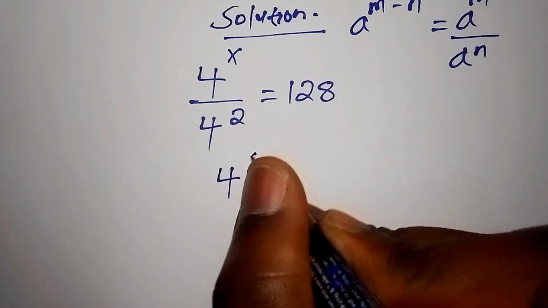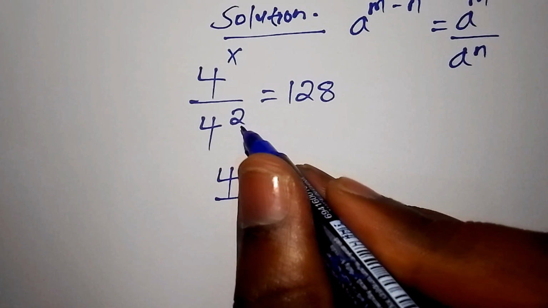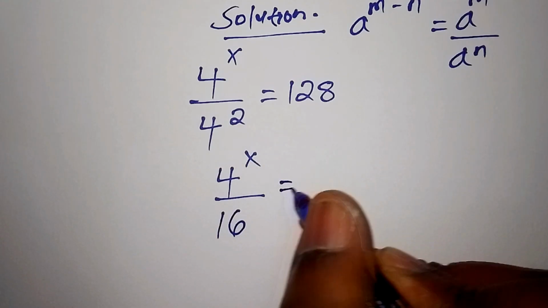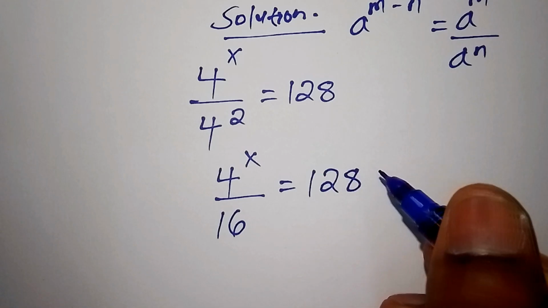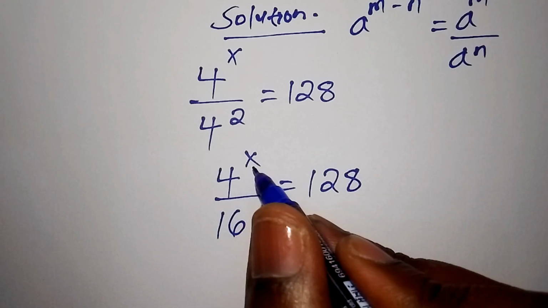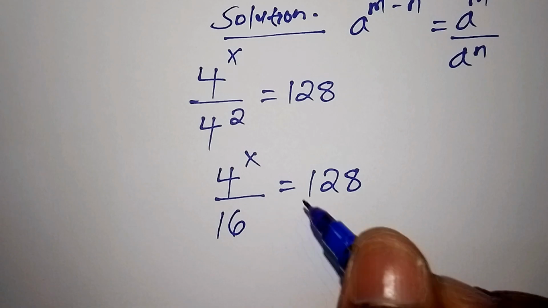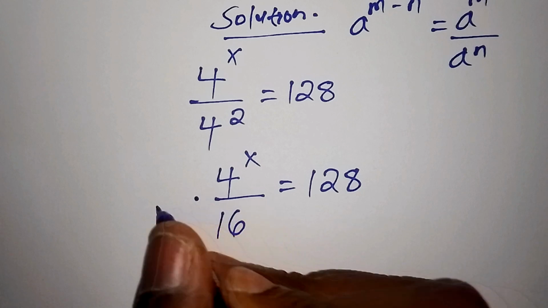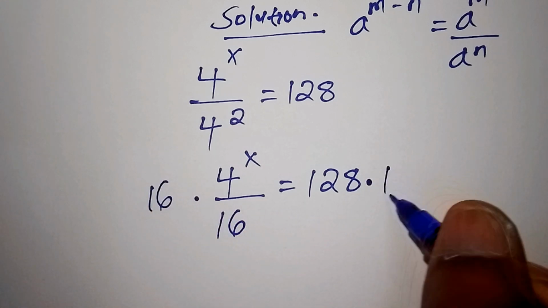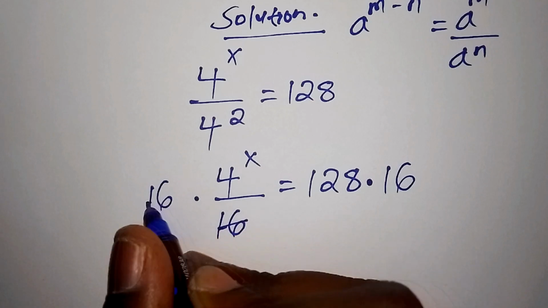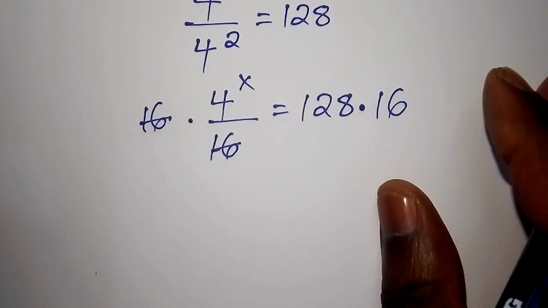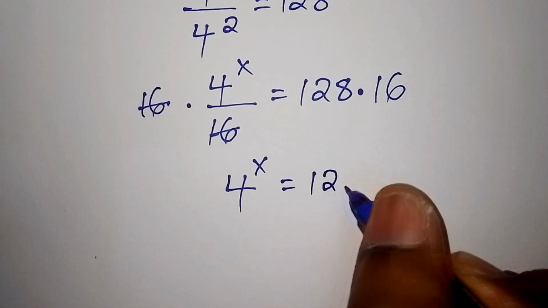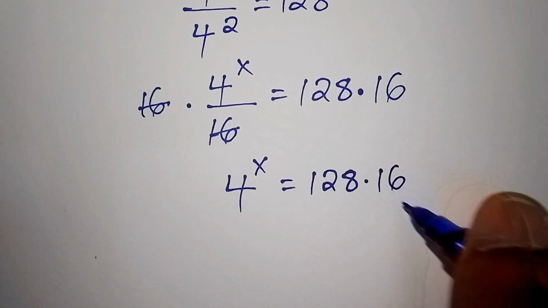So we shall now have 4 to the power of x all over 4 to the power of 2, that is 4 multiplied by 4, that is now 16, is equals to 128. So next we shall now have to remove the 16, remaining with 4 to the power of x. So we shall multiply both sides by 16, this other side also by 16. 16 by 16 now shall cancel. So now we shall have 4 to the power of x is equals to 128 multiplied by 16.